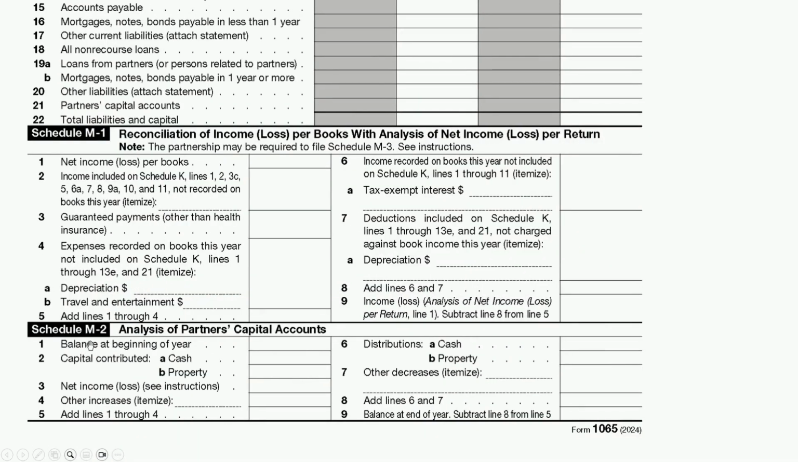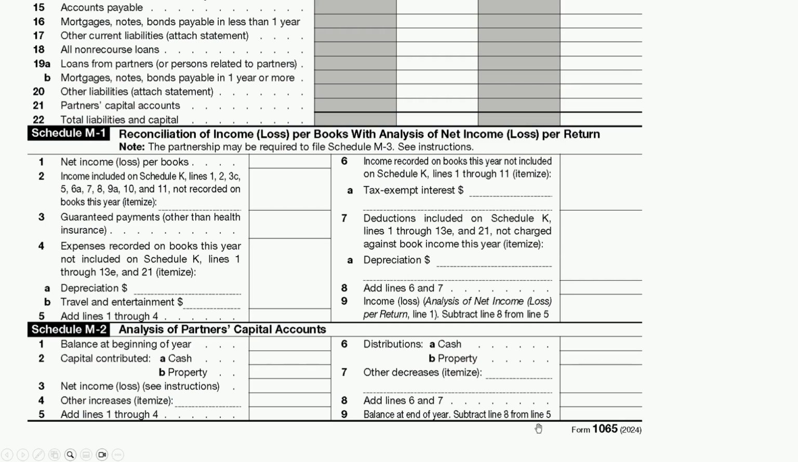Then we've got Schedule M2. This is an analysis of the partners' capital accounts. So you're going to start with the balance at the beginning of the year. Then you're going to show any additions, including capital contributed, other additions. And then you're going to show any decreases, including distributions and other decreases.